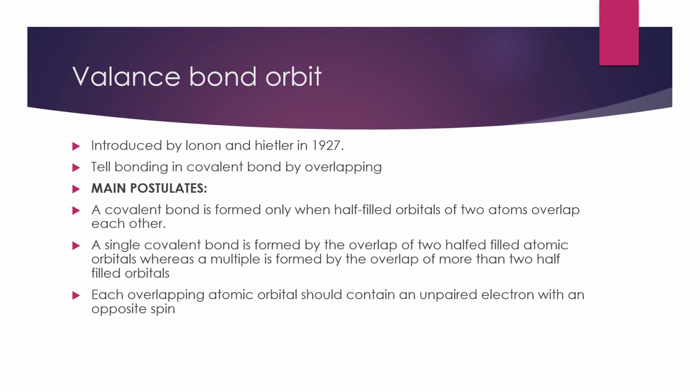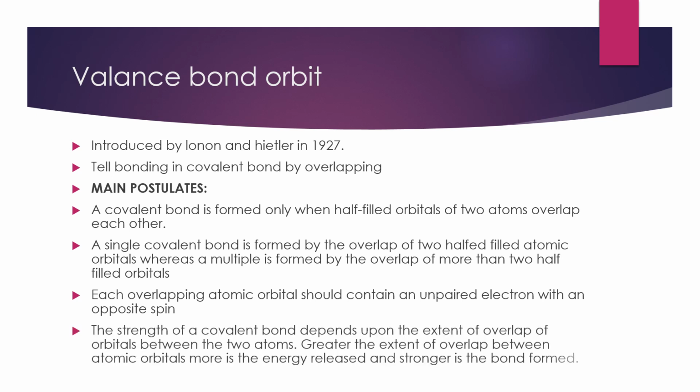Each overlapping atomic orbital should contain an unpaired electron with an opposite spin. If the electrons are in pair form, there would be a coordinate covalent bond, not the covalent bond. It is compulsory that electrons should be unpaired to make a covalent bond. The strength of a covalent bond depends upon the extent of overlap of orbitals between the two atoms. The greater the extent of overlap between orbitals, the more the energy and the stronger the bond.